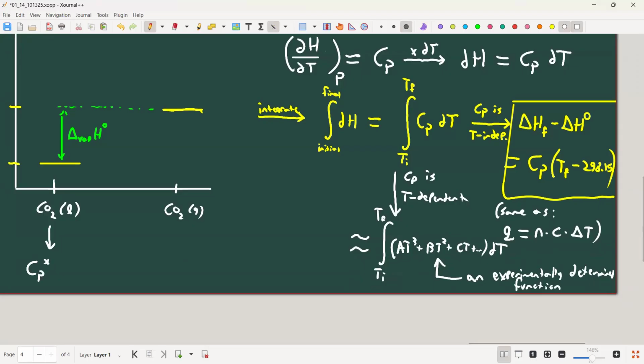So the heat capacity of the liquid at room temperature, there should be a circle. Just got to pull it up. Is 37.2 joules per Kelvin mole. And for the gas, I'll pull it up for you right now.